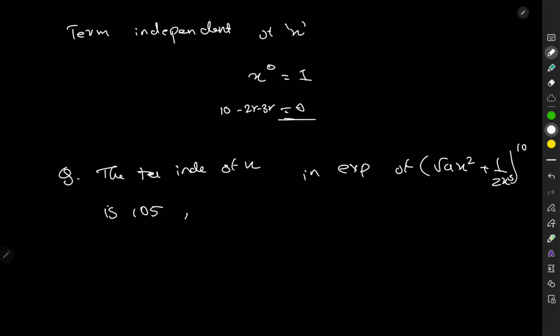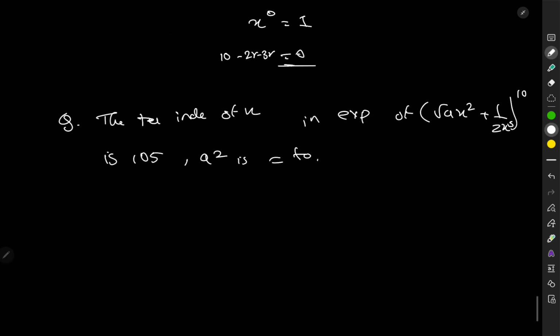A square is equal to... fine. The term independent of x in the expansion of root a x square plus 1. So let's directly write the expansion of it. 10c r, root a to the power 10 minus r, x to the power 20 minus 2r, plus 1 by 2 r.